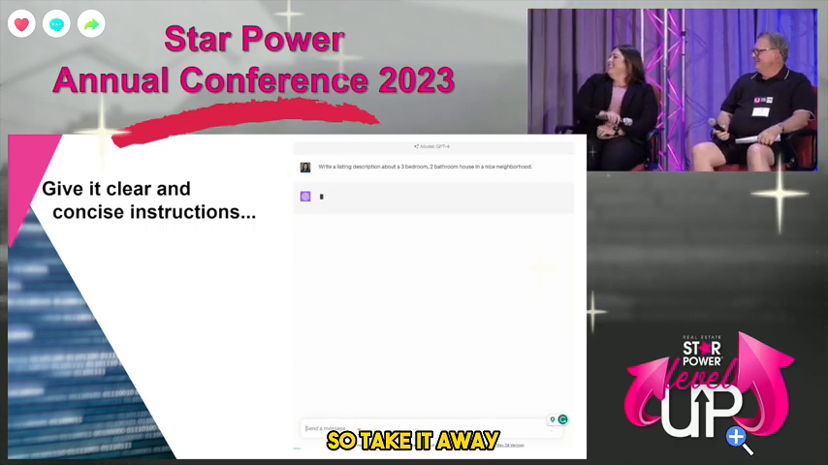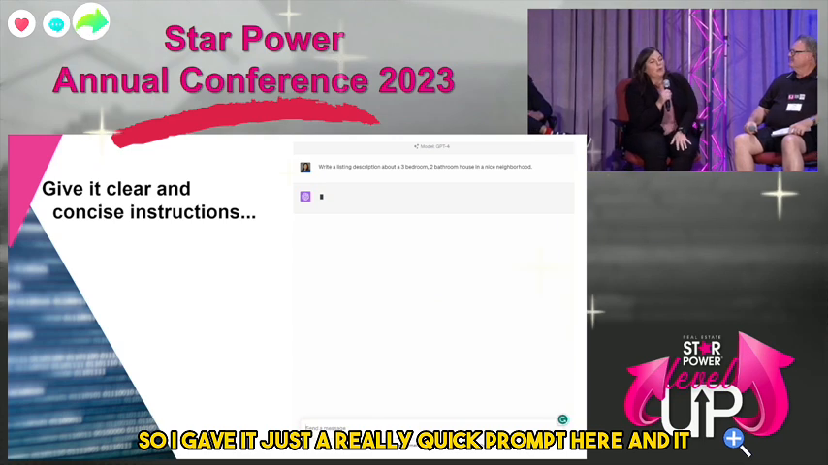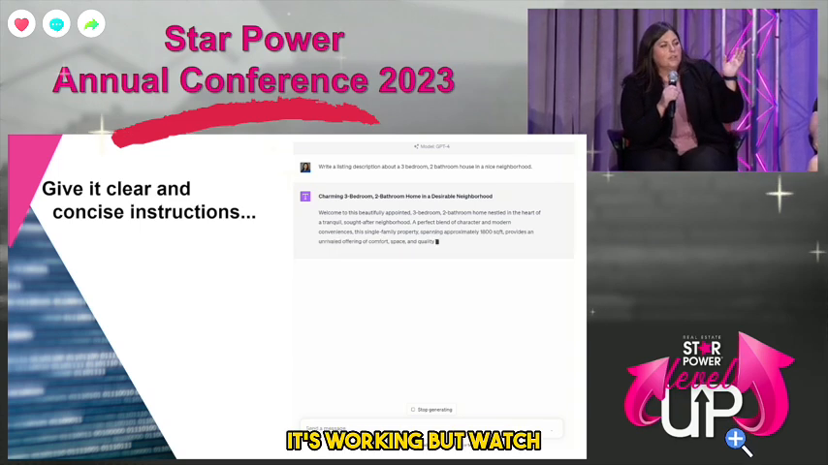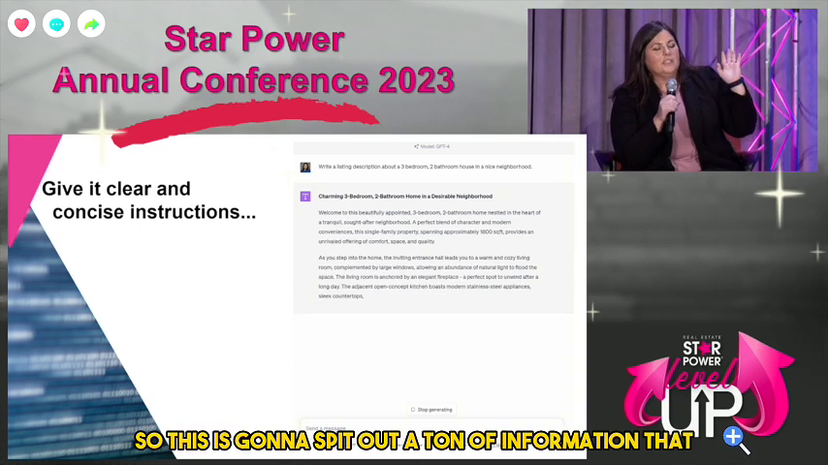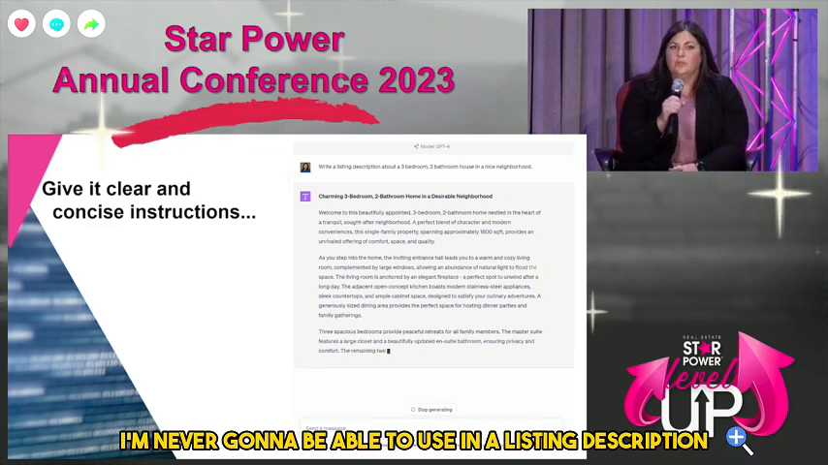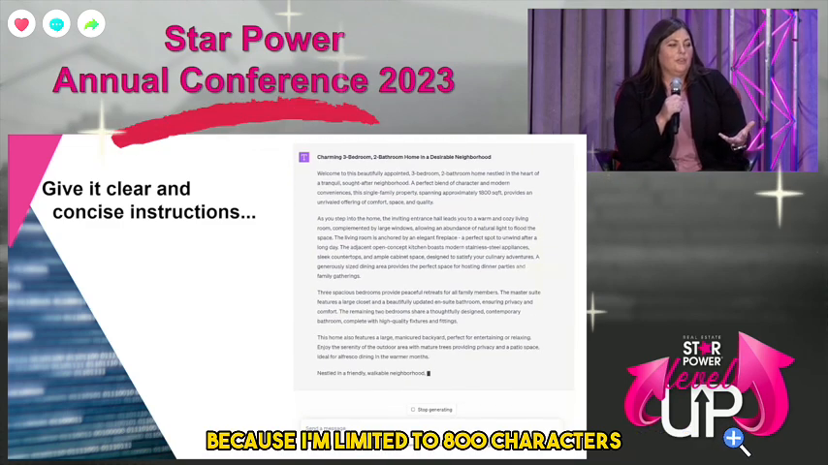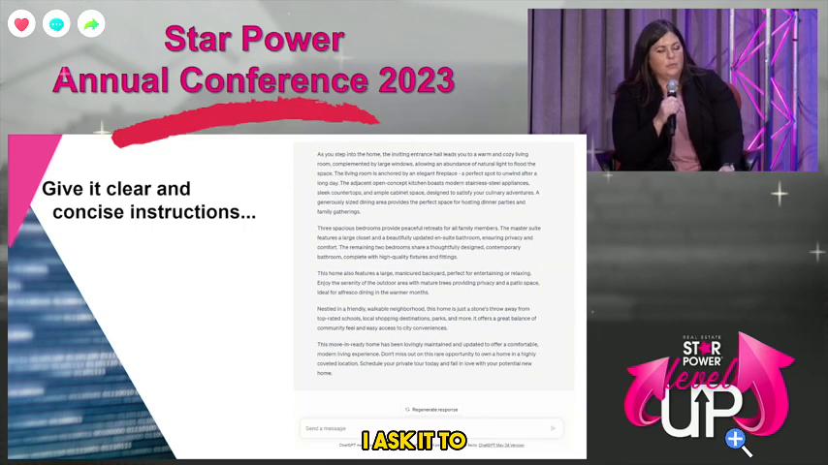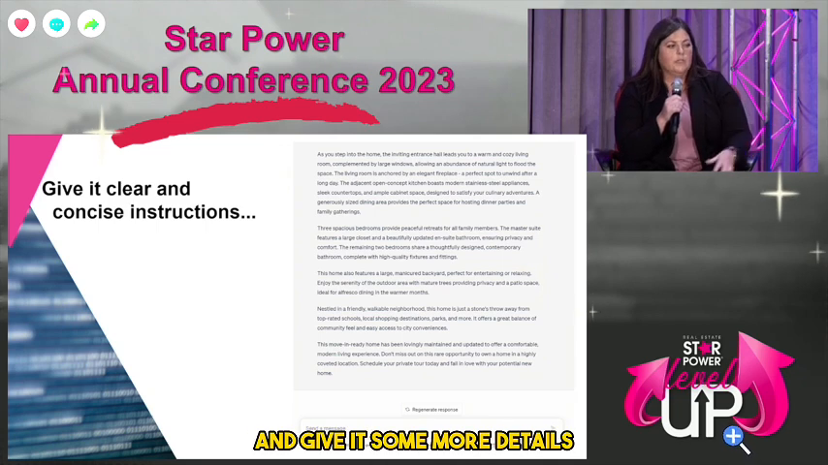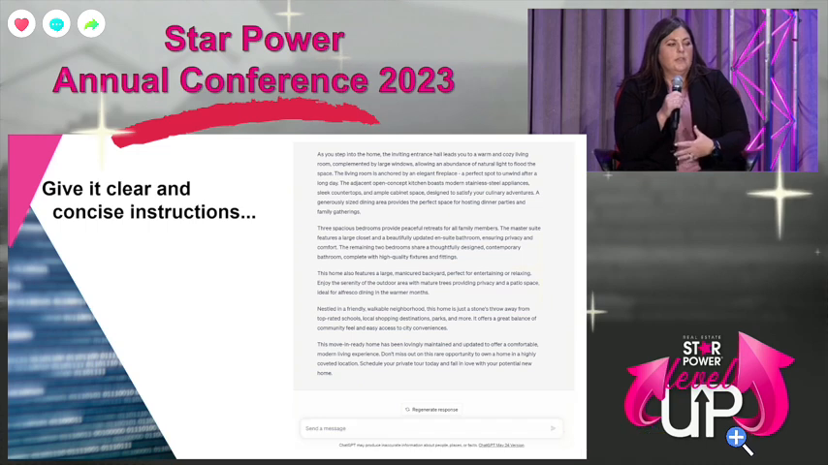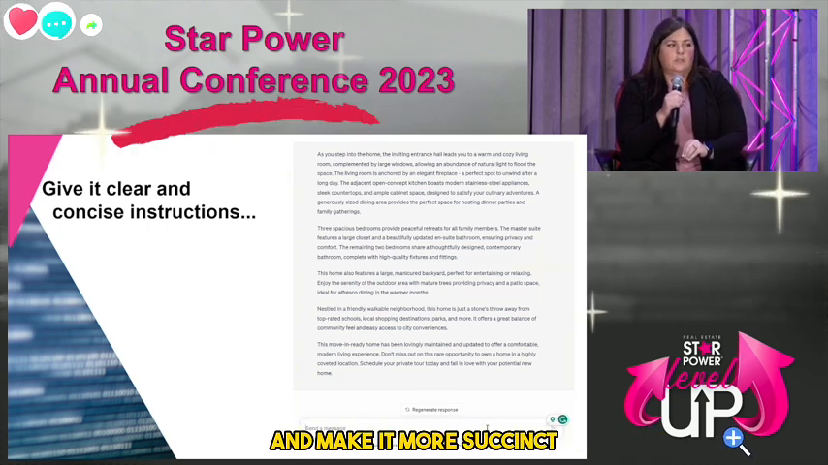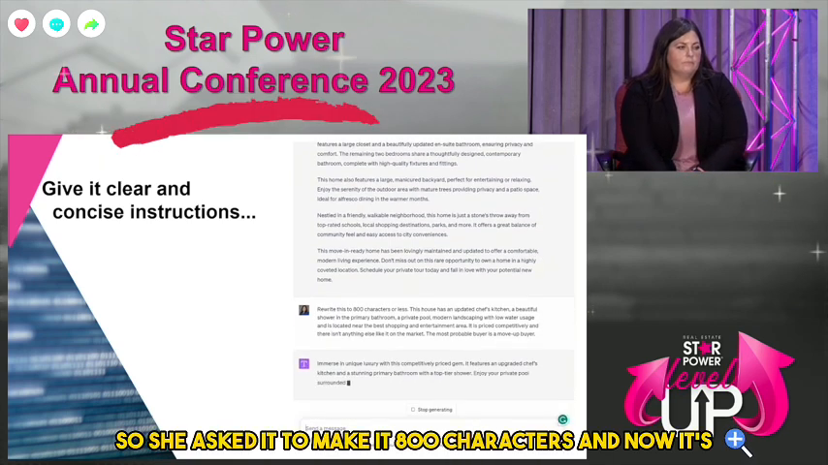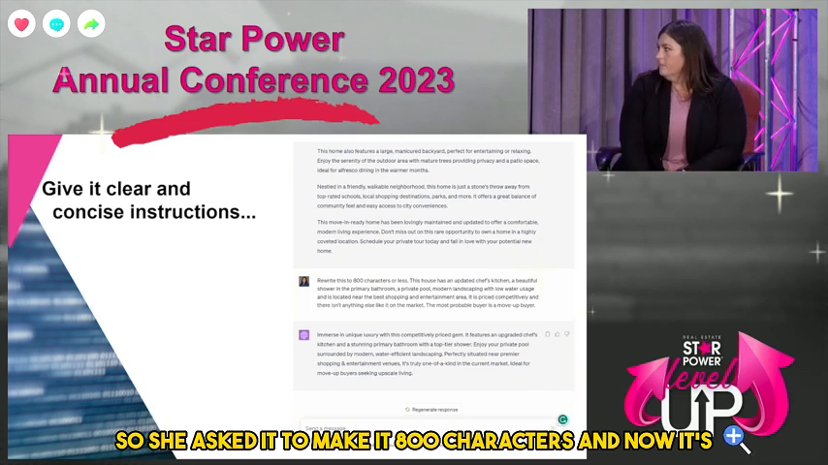So take it away. I gave it just a really quick prompt here, and my word of advice is to give it clear and concise instructions. It's working, but watch. This is so cool. This is going to spit out a ton of information that I'm never going to be able to use in a listing description because I'm limited to 800 characters. So it's spitting all of this stuff out. At the end, I ask it to keep it under 800 characters and give it some more details. It's going to regenerate another response, and you're going to see it cut down and make it more succinct. So she asked it to make it 800 characters, and now it's done.